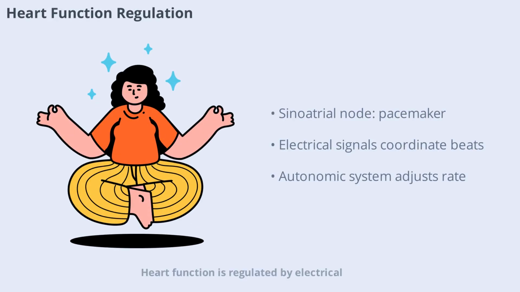Heart function is regulated by electrical signals originating from the sinoatrial node, known as the heart's natural pacemaker. These signals travel through the heart, prompting coordinated contractions. The autonomic nervous system adjusts heart rate and force in response to physical activity or stress. Hormones like adrenaline also influence heart function. Disruptions in electrical signaling can cause arrhythmias, highlighting the importance of proper regulation. Understanding these mechanisms helps us appreciate the complexity of cardiovascular biology.